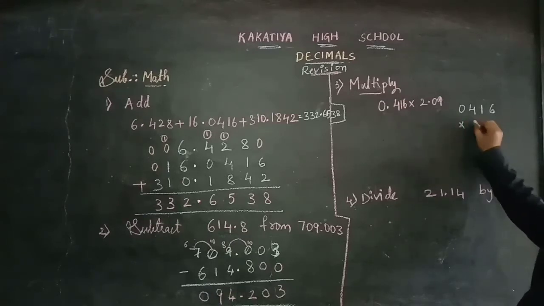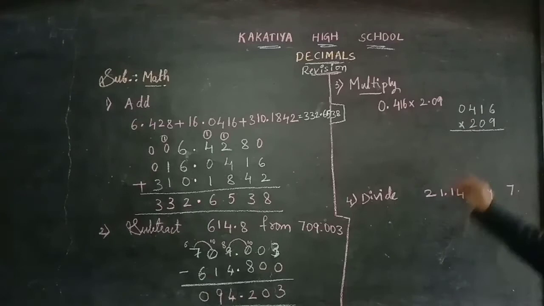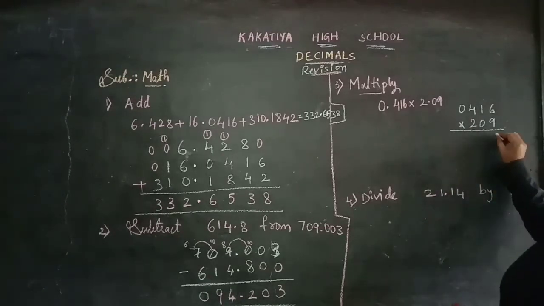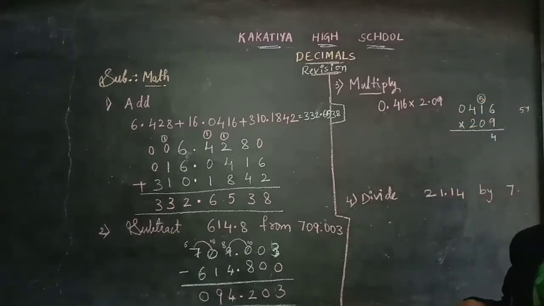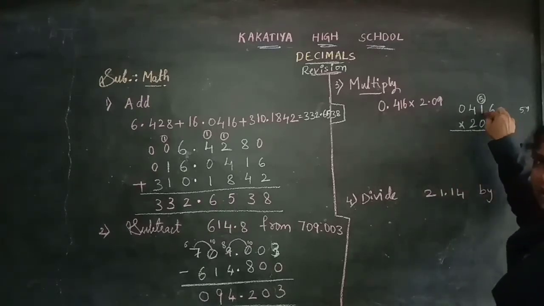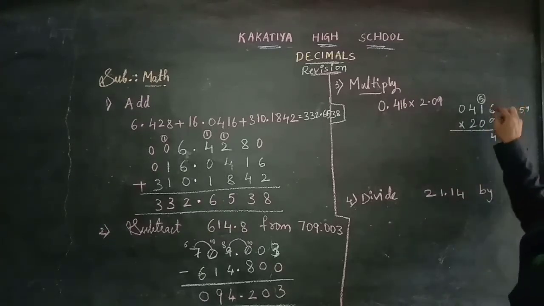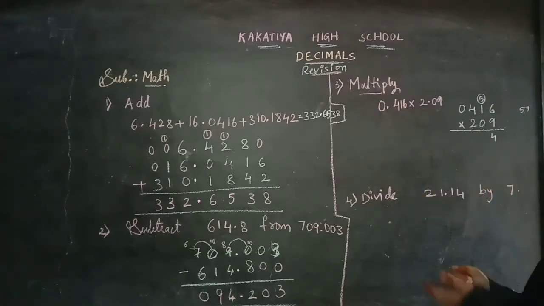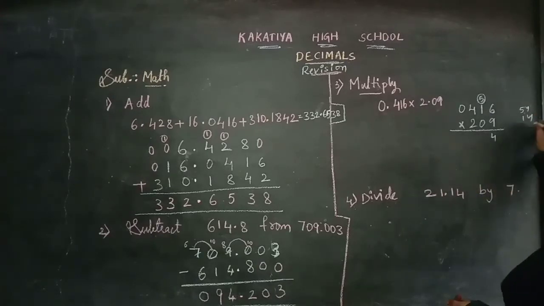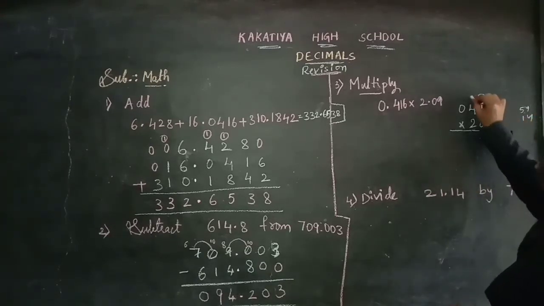0.416 into 209. Yes children, 9 6s are 54. So 4 I am taking here and this 5 as a carry on the before place. Now 9 ones are 9, 9 plus 5. So 10, 11, 12, 13, 14. So 14 I am getting children. 14 means here 4 and 1 as a carry.